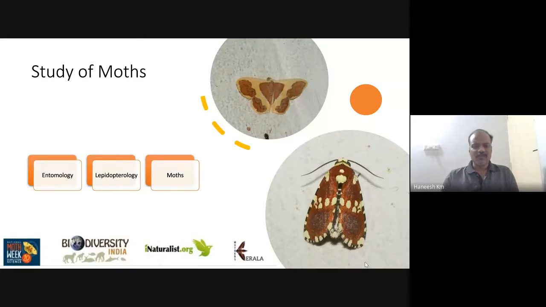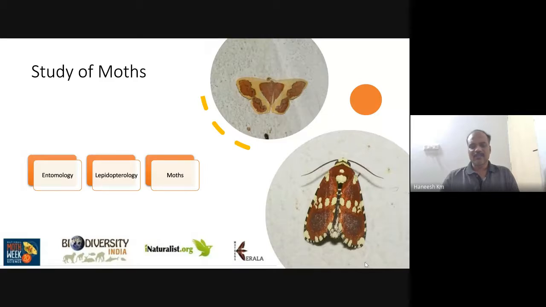Now, when you are studying moths, basically it's a branch of entomology, where we study insects. Generally it is known as lepidopterology, because we are studying either moths or butterflies. That is a super family, so we try to learn together, but moths have totally different characteristics. They appear at night, so sometimes they are not easy to find.